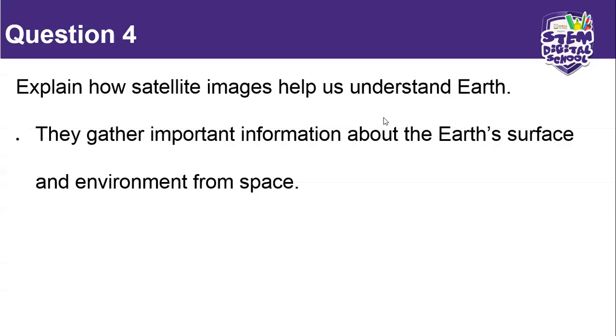Okay, so the answer for question 4: they gather important information about the Earth's surface and environment from space. That is the answer you were supposed to give. From Asanda, satellite images produce different images that we view and interpret. Satellites send information to receiving centers on the ground. Okay, Asanda, I can see your answer there.